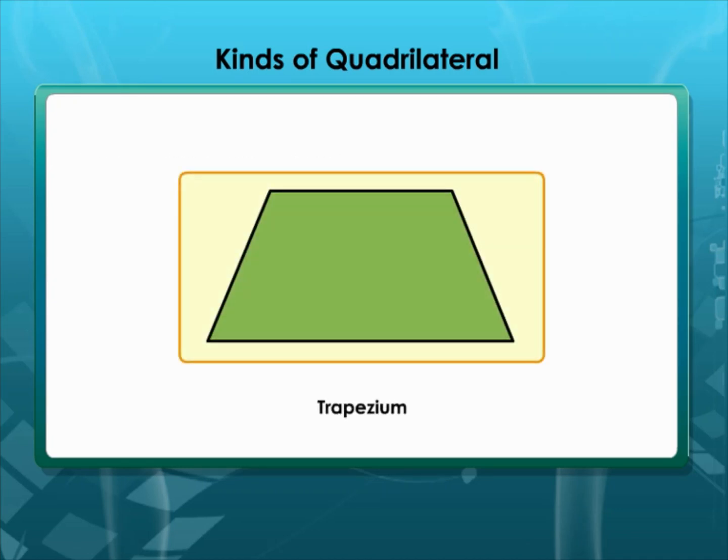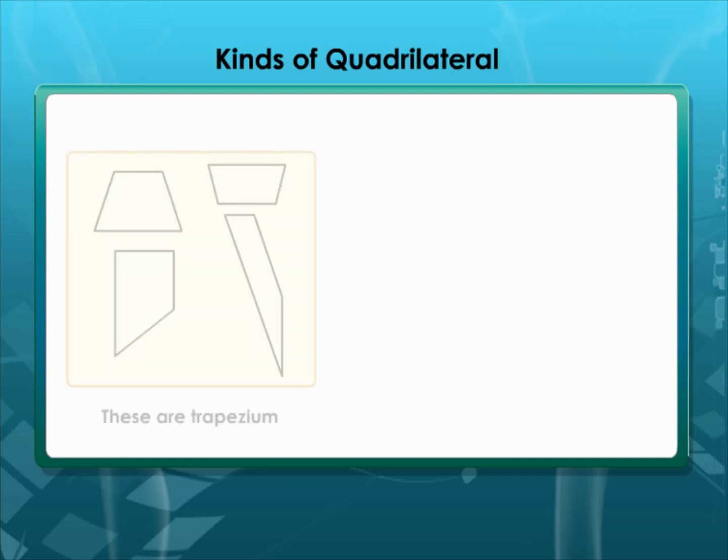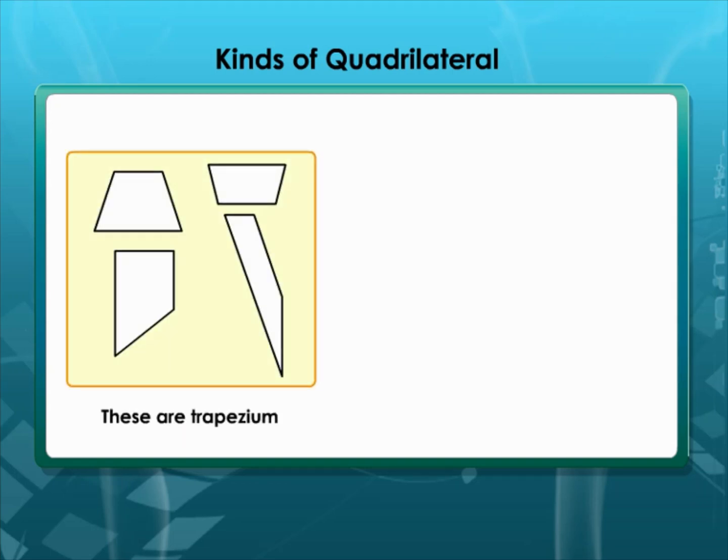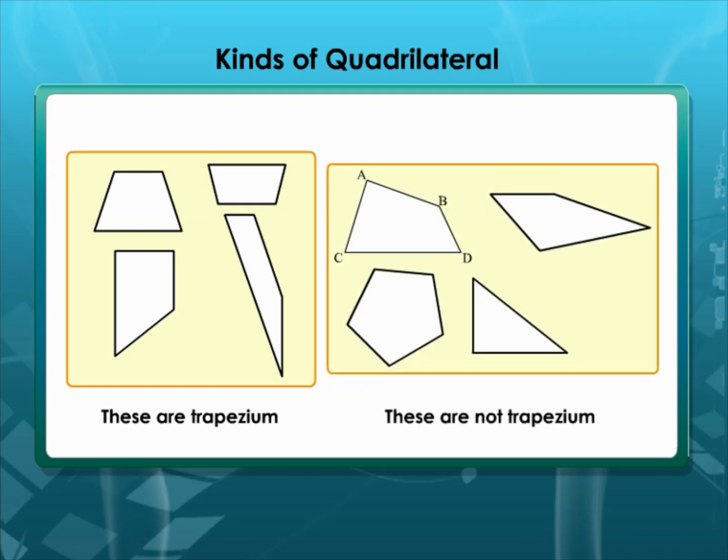Trapeziums are quadrilaterals with one pair of opposite sides, which are parallel and of unequal length. The other sides are not parallel. These are some examples of trapeziums and not trapeziums.